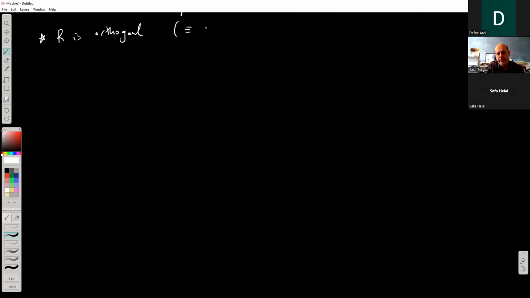If you remember, we just defined this as length preserving. But now I'm going to show that this is actually a more general statement. It's actually dot product preserving. So the idea is this.